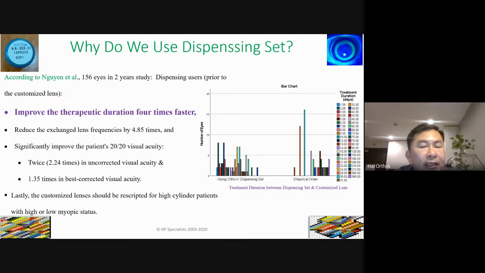According to Nguyen and other colleagues working with him, they looked into 56 eyes for 2 years, comparing dispensing set users and customized lens users. We found very interesting information: practitioners who use the dispensing set to fit the lens before the customized lens improve the therapeutic duration 4 times faster. For example, with the dispensing set here, in about 6 or 7 days, they can plano the eye.